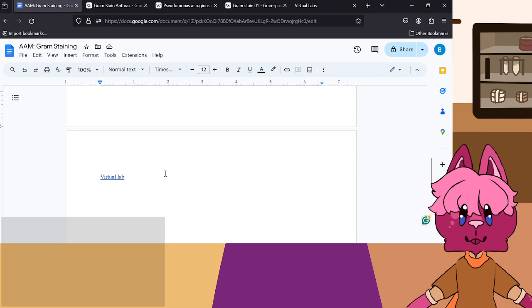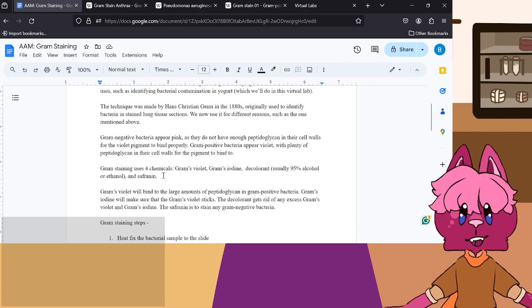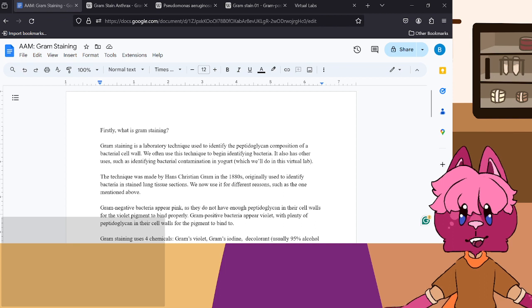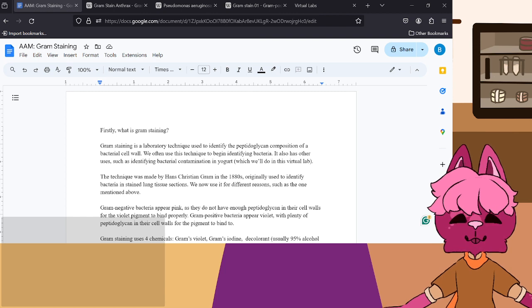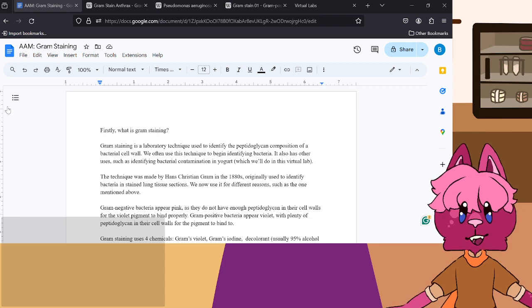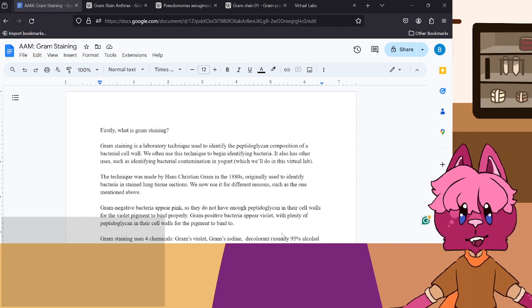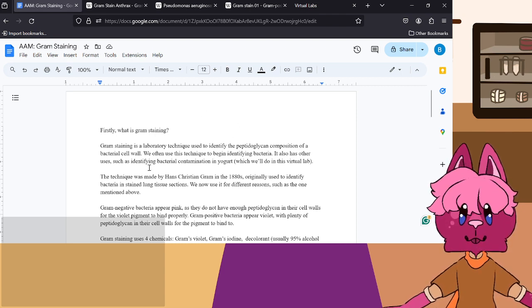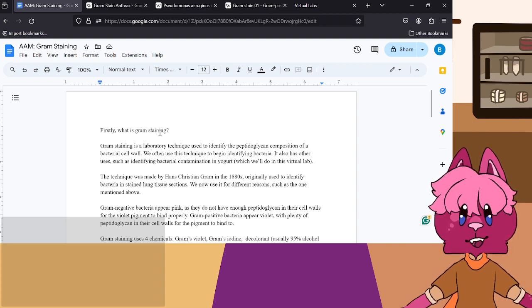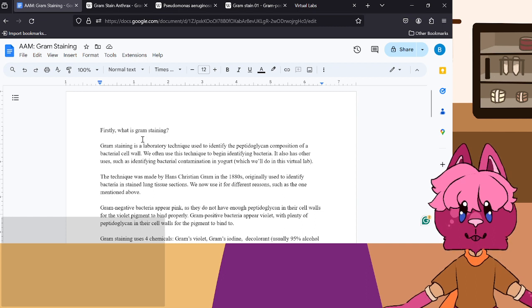And now, before we do the virtual lab, do you have any questions? Does anyone in chat have questions about what is going on? Do you want me to go back over the notes we have so far? I know I went through it really fast. I just happen to be very familiar with this topic because I've done gram staining before. I don't think I have images of it, which is unfortunate, but it's very cool.